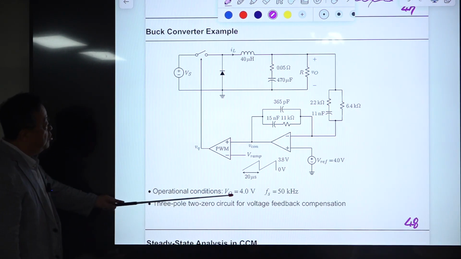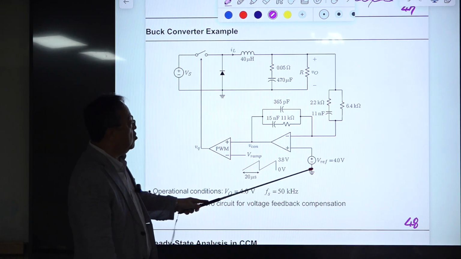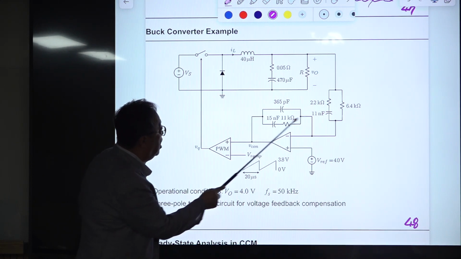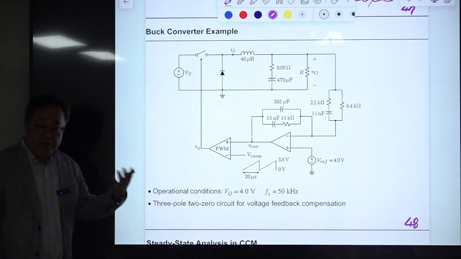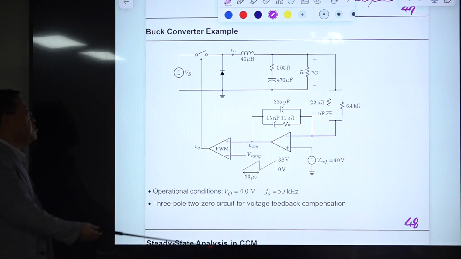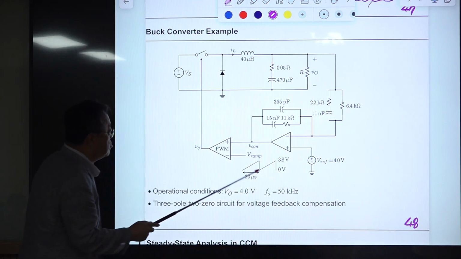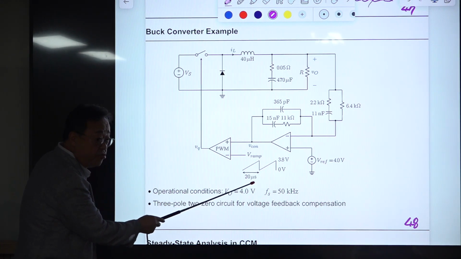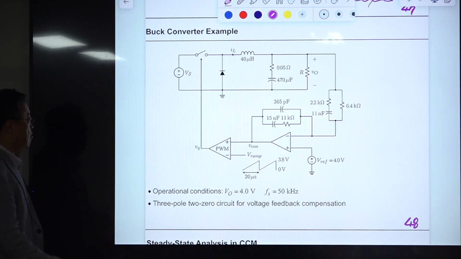And the operating condition: the output voltage is 4 volts because we have this reference voltage, and this has 2 capacitors and 1 resistor, so it satisfies the requirement of DC regulation. So in the steady state, our voltage is always 4 volts. And the switching period of this is the same as this. So this is the switching period, and the operational frequency is 50 kHz.